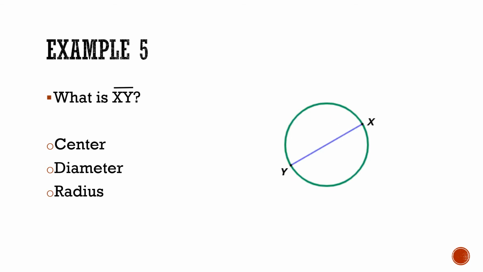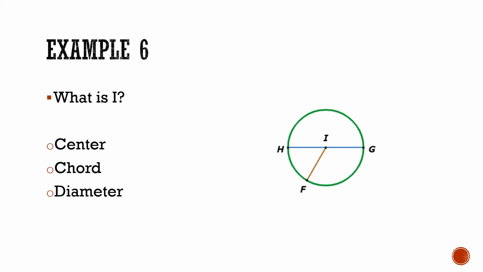What is line XY? Again, it's passing from one edge over to the other edge. So the big question here is, does it pass through the center of the circle? This one does, so it would be diameter. What is I? Don't be confused by all those extra lines and letters in there. What is I? Well, that is the center of the circle.